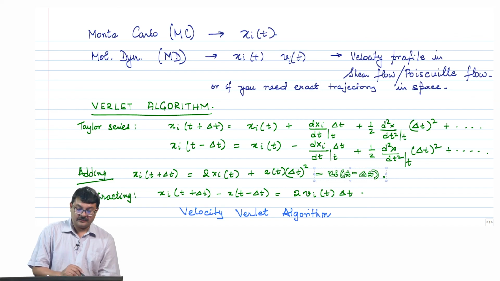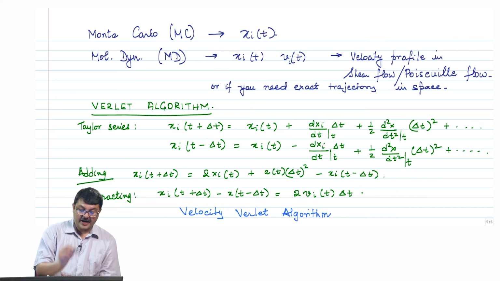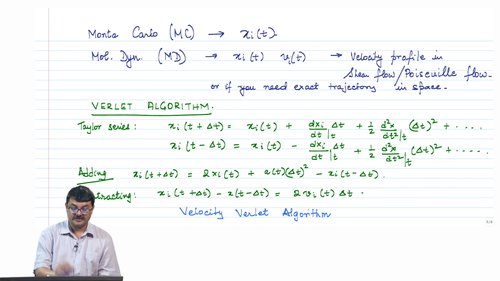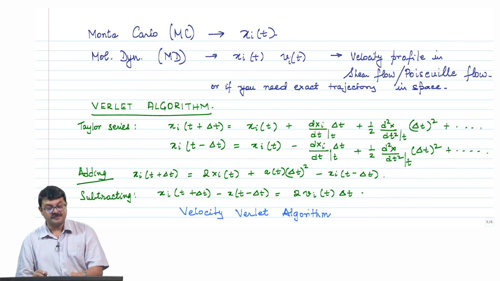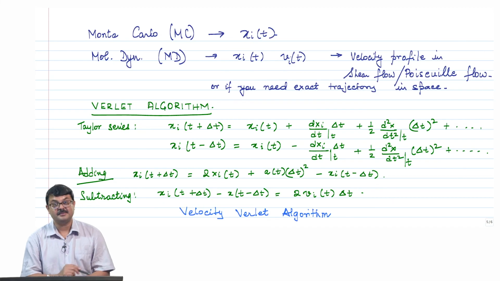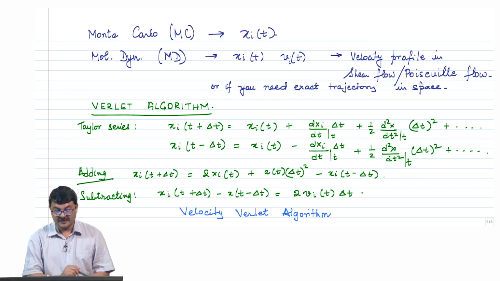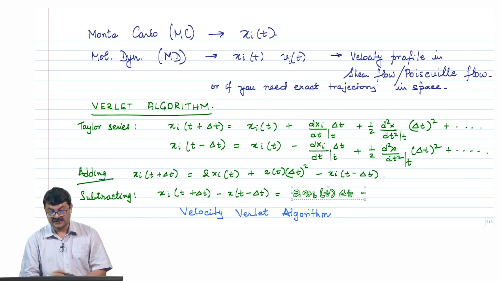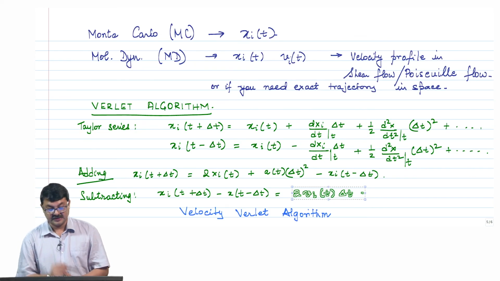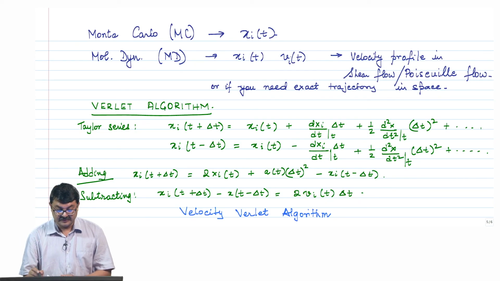So, this is how you would calculate it. If you subtract this equation from this equation, then you would get x(t+Δt) minus x(t−Δt), which is subtracting, and then these terms would cancel, and what you would have is dx/dt. I have written it as velocity intentionally, because that is what it is, calculated at time t. So, here basically you have just managed to calculate v_i at time t, right.